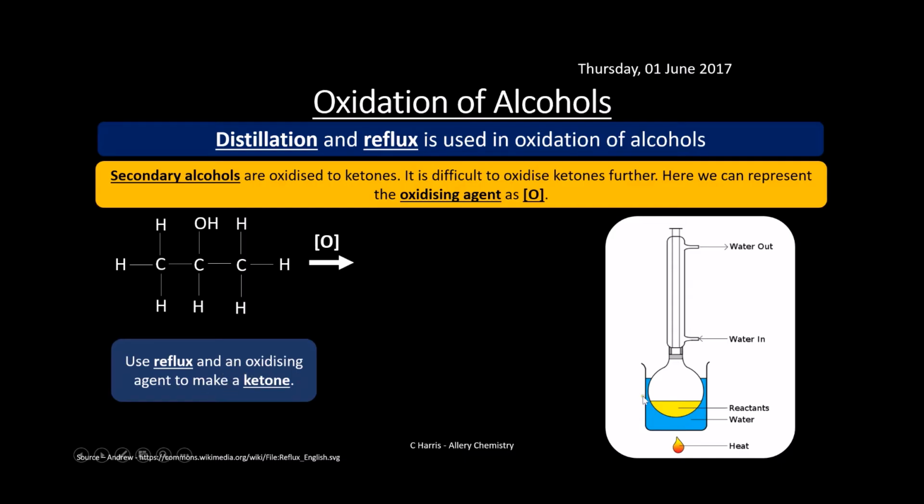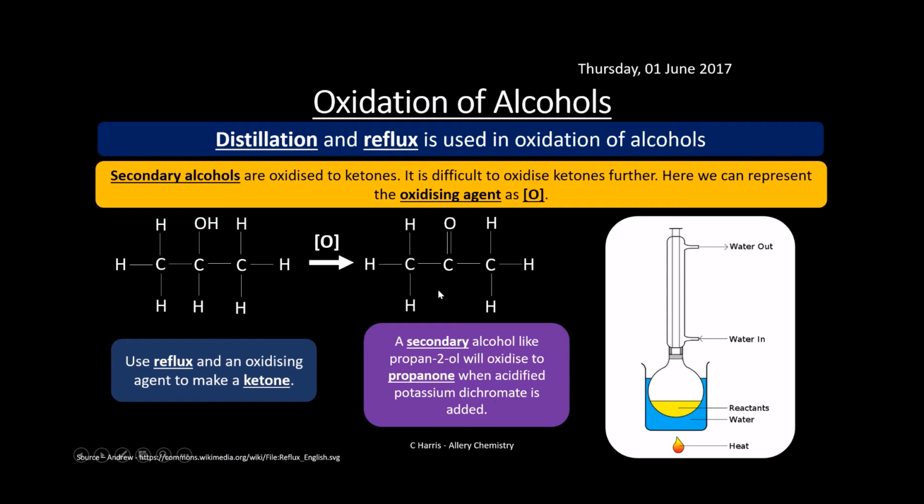I'm going to use this to make the ketone. And there it is there. So your secondary alcohol, for example propan-2-ol, will make propanone when it's acidified with potassium dichromate. And we just use a reflux setup.